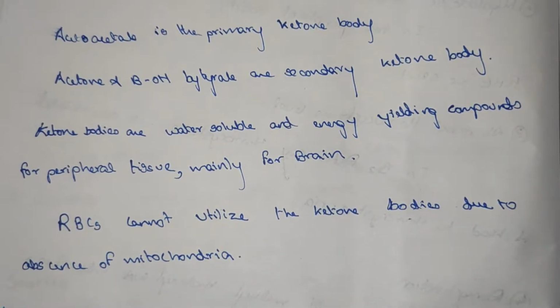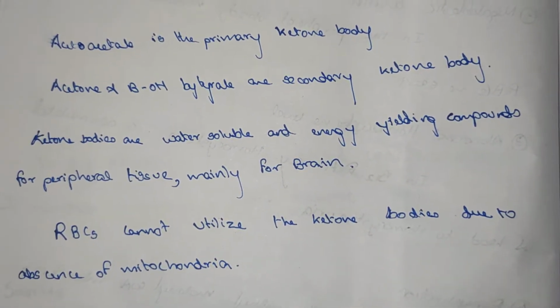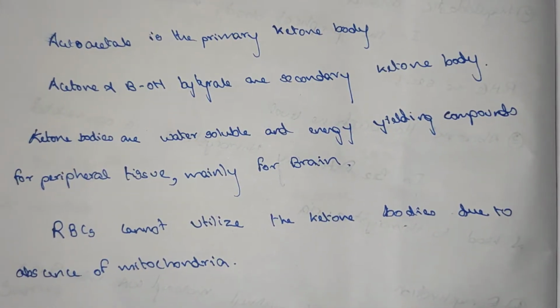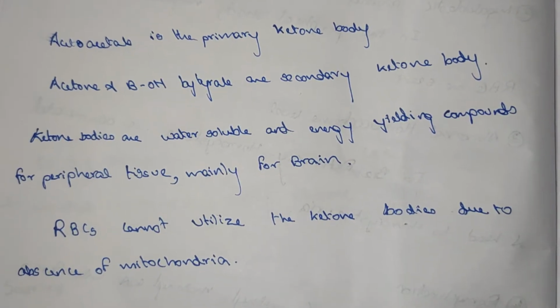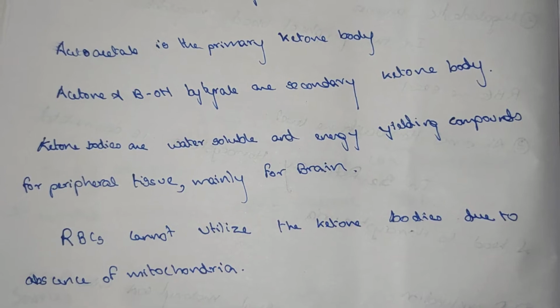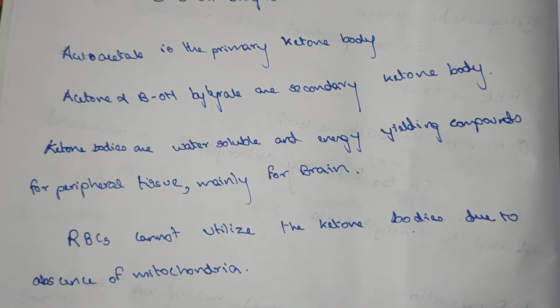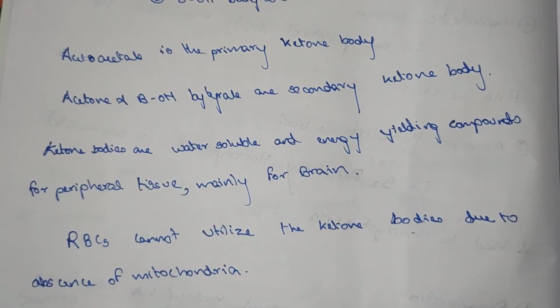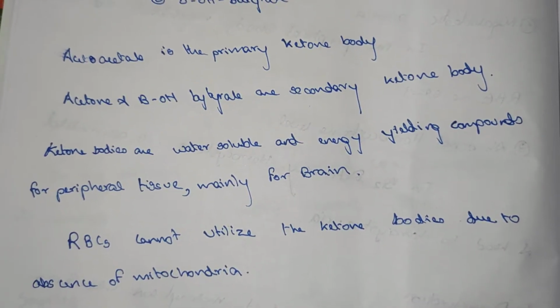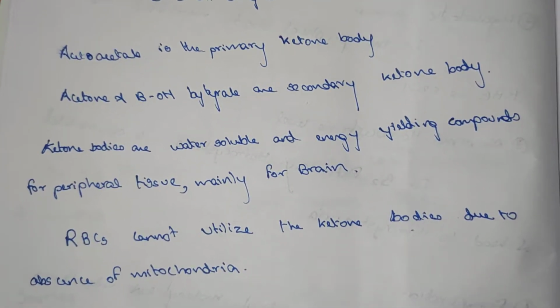The RBCs cannot utilize the ketone bodies due to the absence of mitochondria, because ketogenesis occurs in mitochondria. So when there is absence of mitochondria in the RBCs, this ketogenesis cannot be seen in RBCs, and this energy cannot be utilized by RBC.